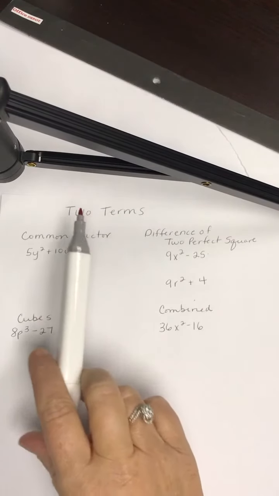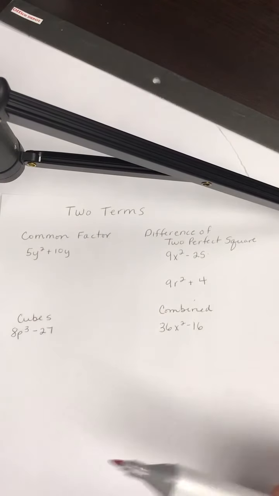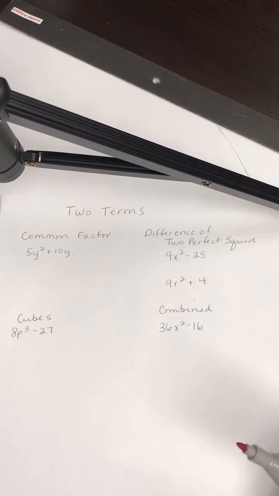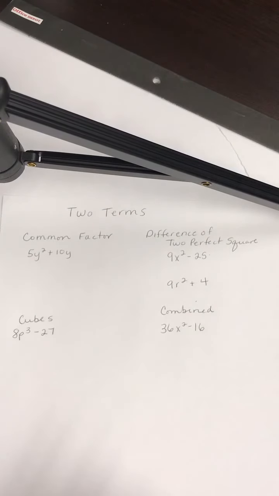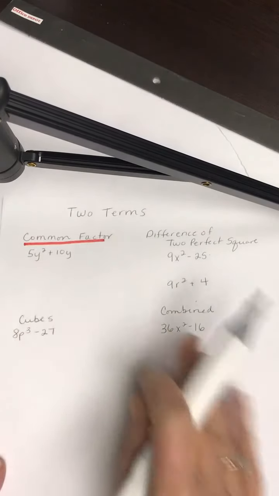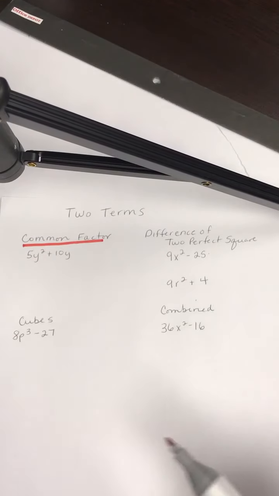Okay, now let's look at factoring two terms. Whenever you're going to factor two terms, there's three different things that can happen. And just like previously, the first thing you always want to check for is a common factor. So you want to do that for every problem.